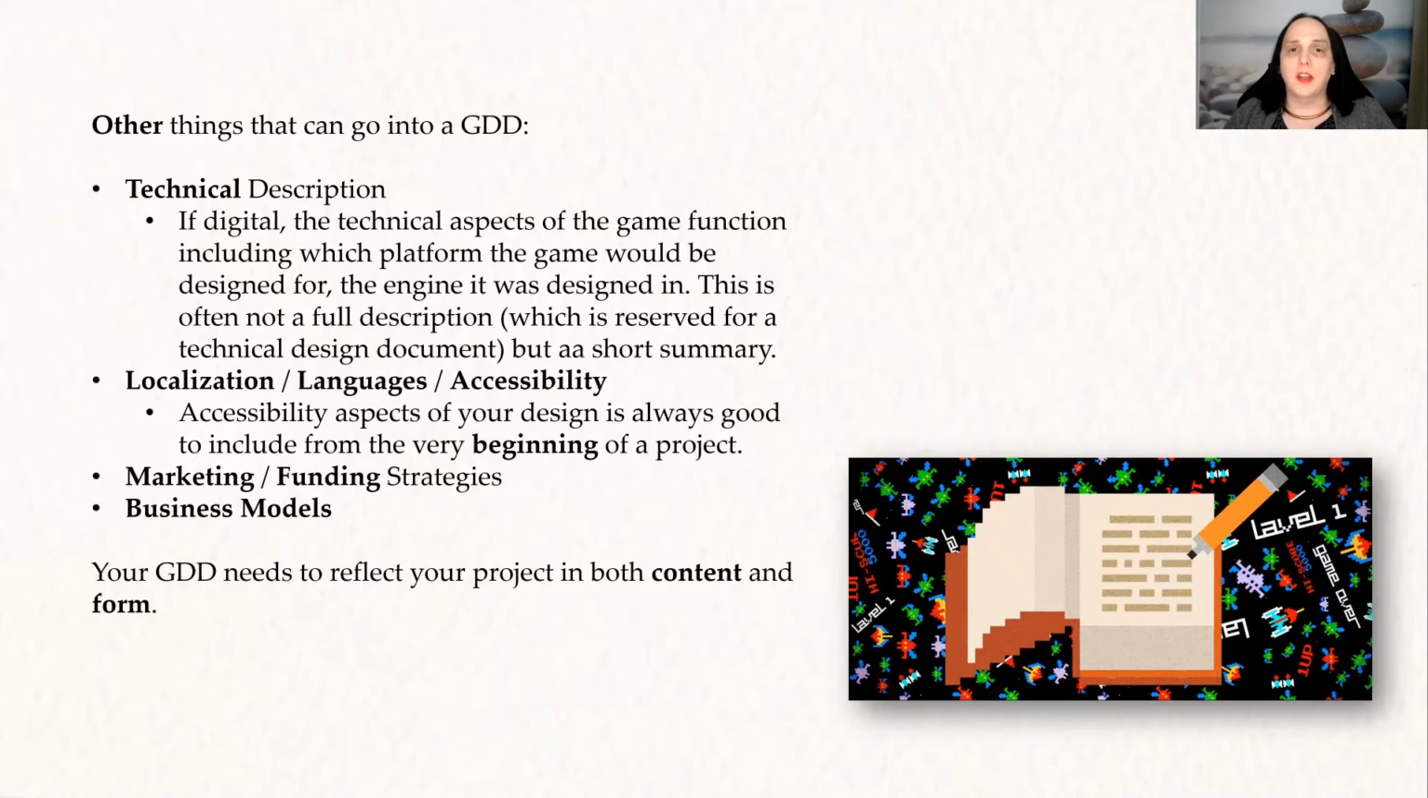Other technical aspects that could be included, especially in analog games, might be other technical additions to your game design. Other elements that might be included could be elements like localization, languages, accessibility. Now, I encourage that designers always consider accessibility as a central aspect of game design at the very beginning of a project. So a game design document is the perfect time to start including accessibility and how your game can be accessed in different ways by players who may have different access needs. The game design document may often also include marketing and funding strategies or business models.